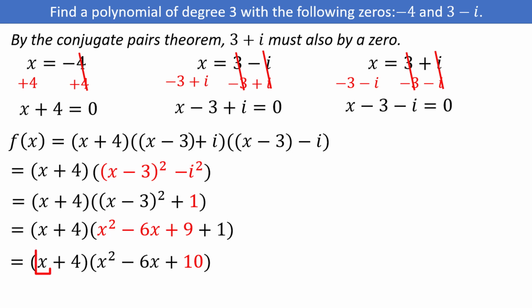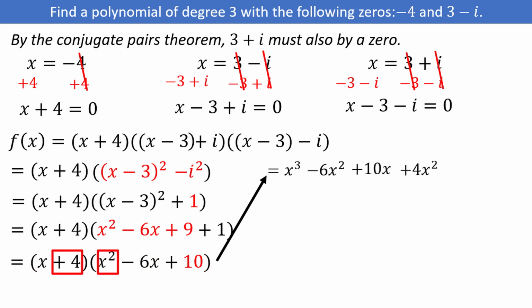We have x times x squared, which is x to the third power, then x times negative 6x, which is negative 6x squared, then x times 10, which is 10x. Then we have 4 times x squared, which is 4x squared, then 4 times negative 6x, which is negative 24x, then 4 times 10, which is 40.